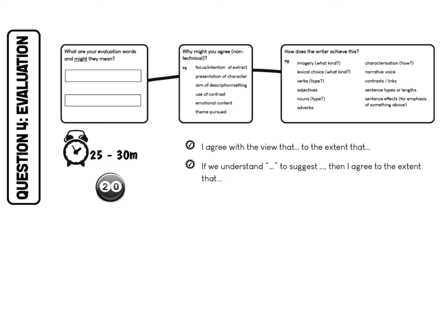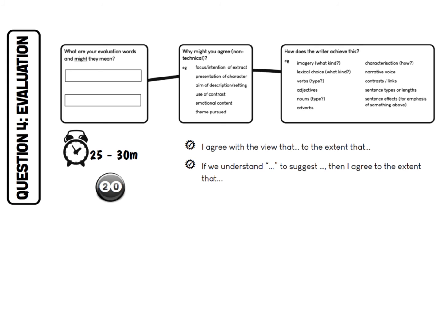After that, think about why you might agree, and you probably will agree. Is it because of the focus of the extract? Is it because a particular character is presented in a certain way? Is it description? Is it setting? Is it contrast? Is it tone? Is it a theme? So what's the big reason why you agree? And then after that, you're looking for the small quotations that allow you to talk about how that effect is achieved. So really you're talking about language points, maybe some structure points in there as well.